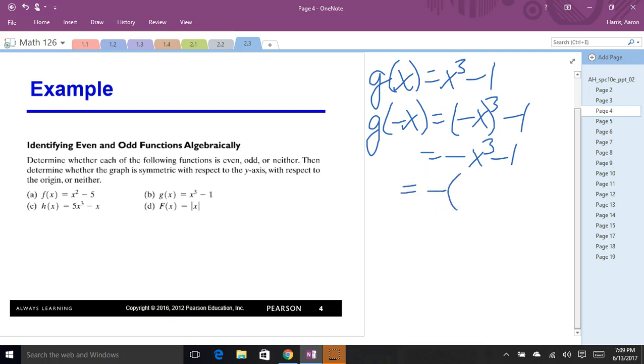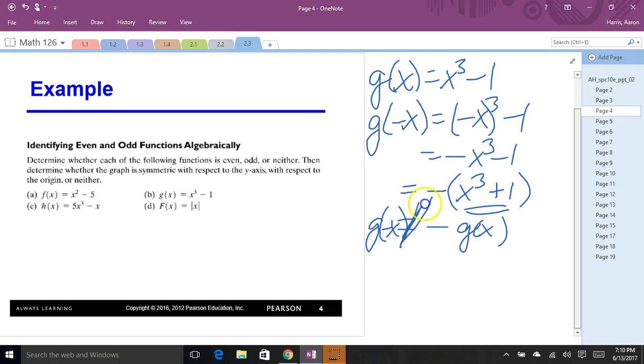Is it negative the original? Well, let me factor out a negative here. Is this right here g of x that we started with? No, it's x cubed plus 1, not x cubed minus 1. So it is not negative g of x either. So this is not odd. It was not even, we knew that. It's not odd either. This didn't work, right? So it's neither. In this case, that one is neither.